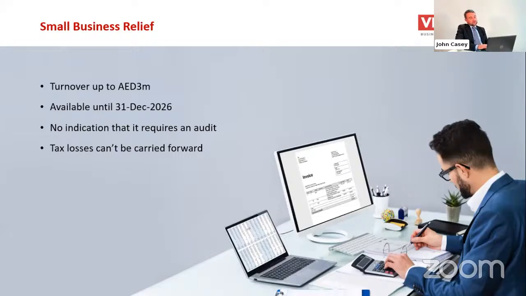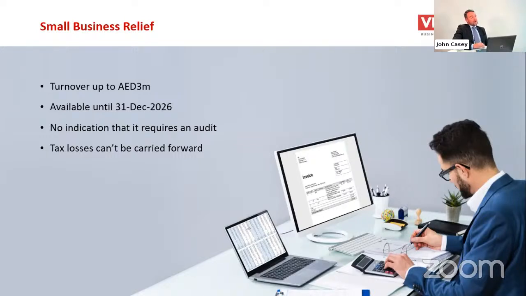Now, you absolutely still have to go through all the compliance steps again. So you've got to register, you've got to keep proper accounting to show that your revenue is under 3 million, and then you'll need to file a tax return to declare that your revenue is under 3 million, but you won't need to pay any tax.